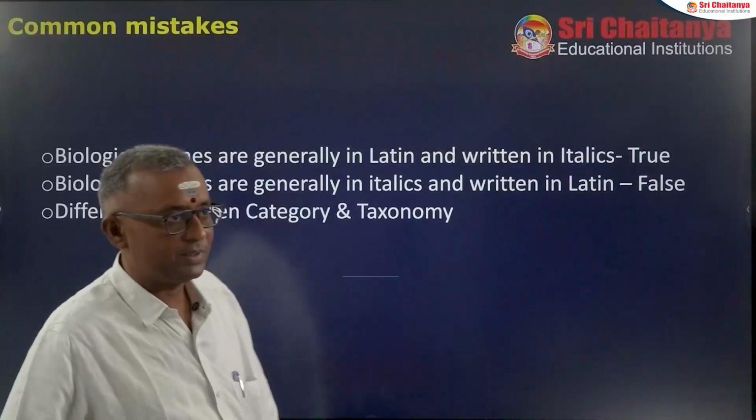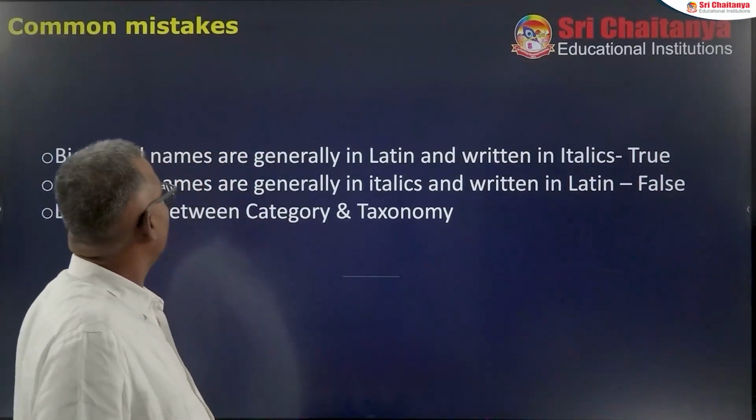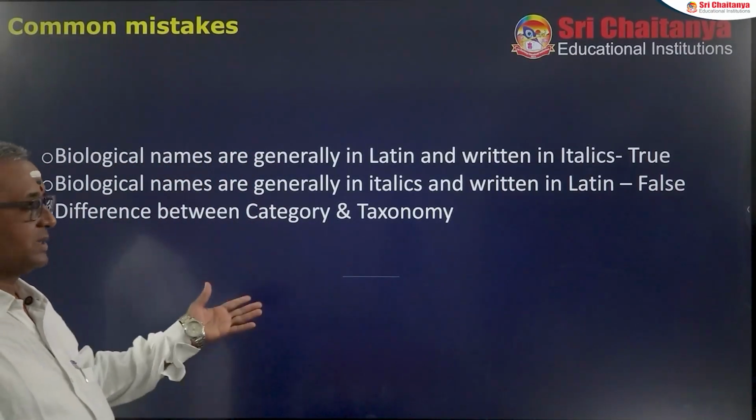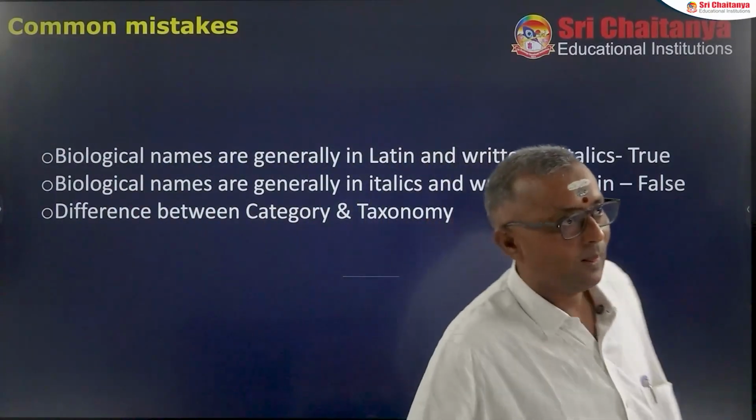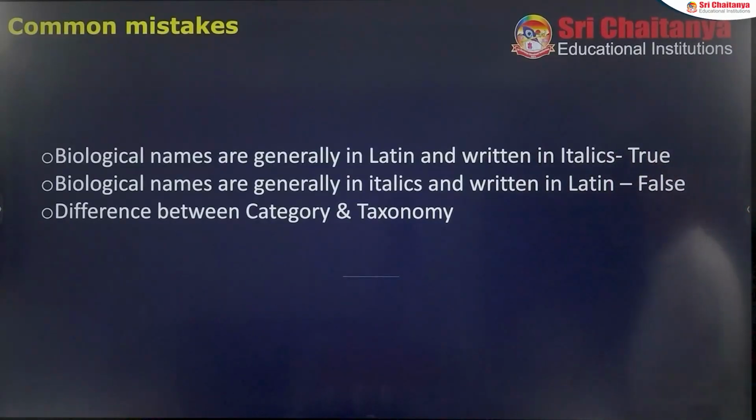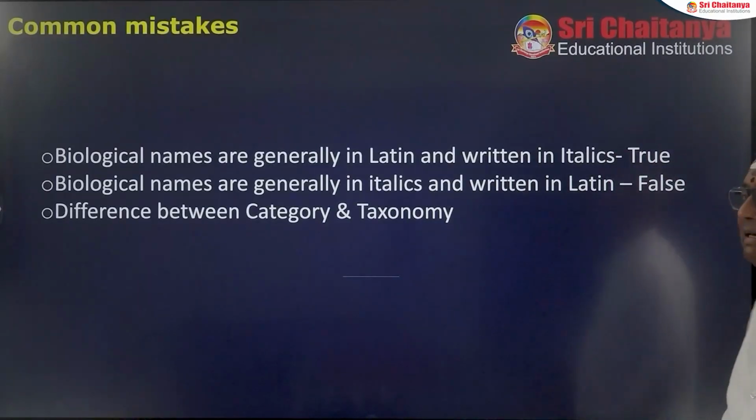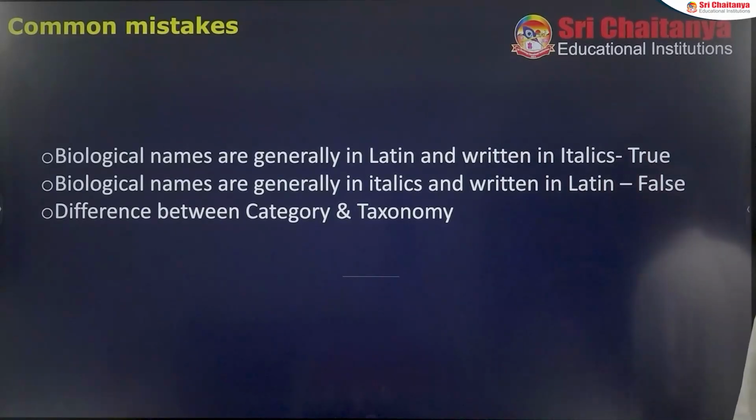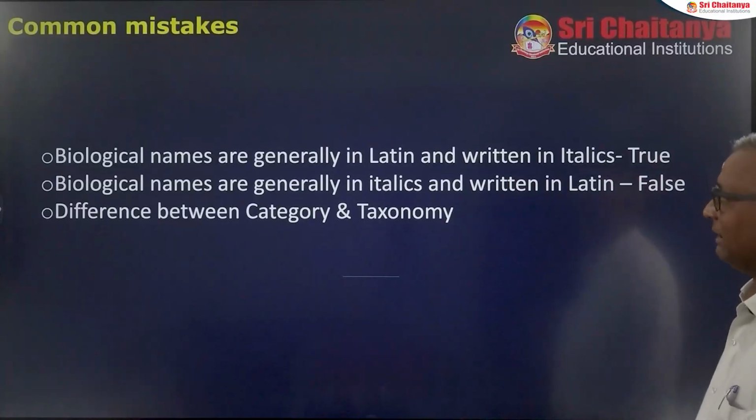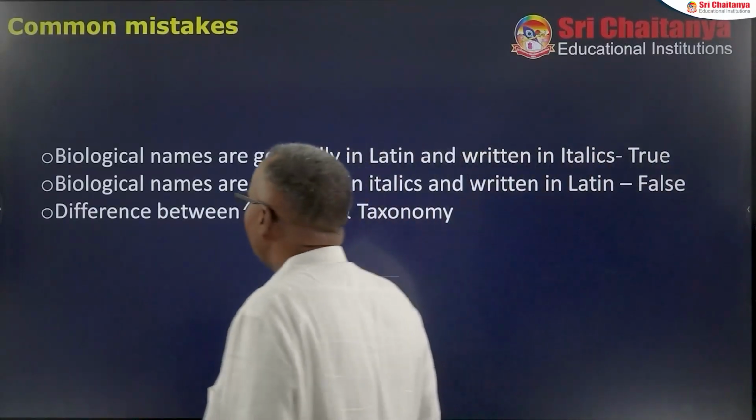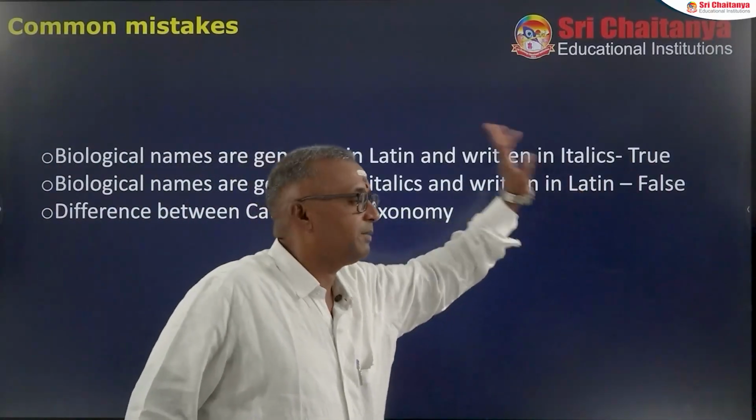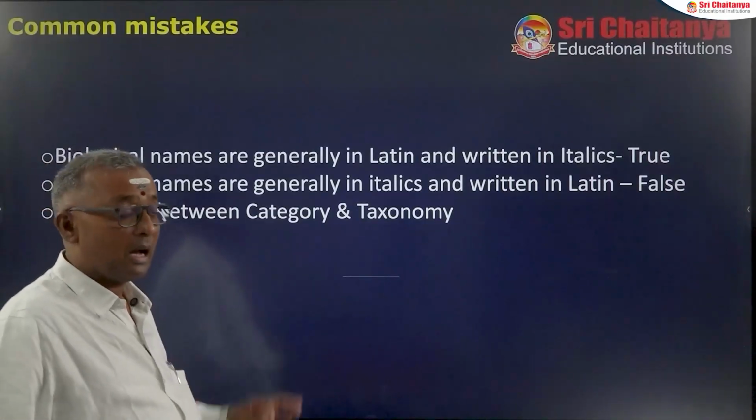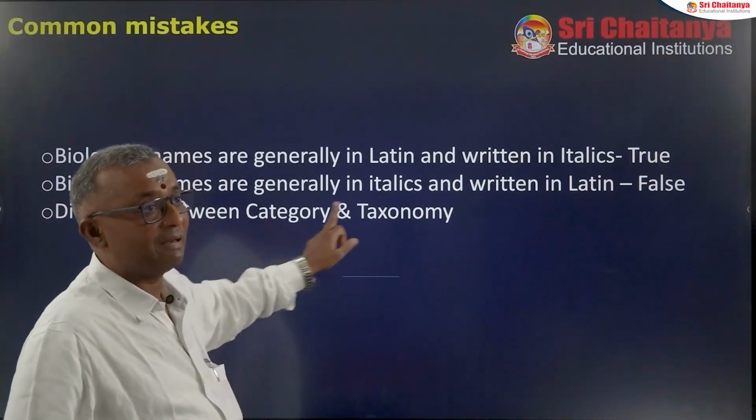Next, let us see the common mistakes that most students commit in this chapter. Particularly, as I said in the beginning of this chapter, when discussing the rules of nomenclature, most of them get confused between the two terms, Latin language and italics font. As we know, biological names are generally in Latin and written in italics, but in the examination, instead they give that biological names are generally in italics and written in Latin. If it is like this, then it becomes false. And you must also be aware of the difference between category and taxonomy.